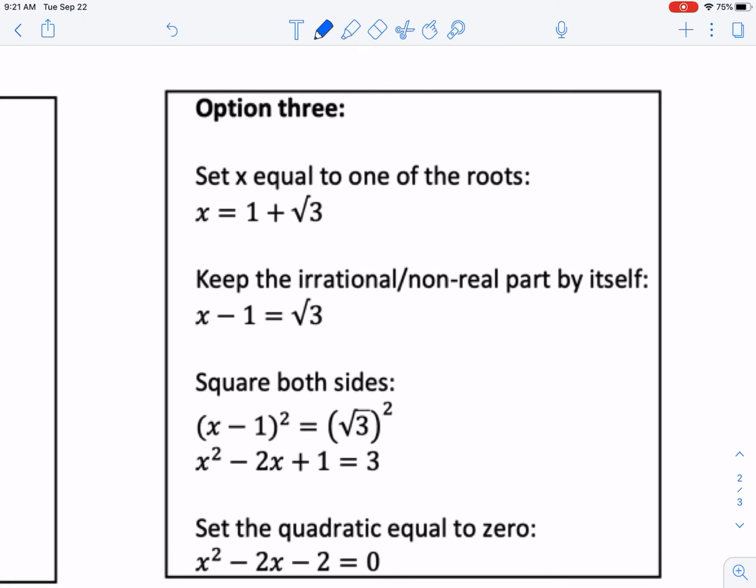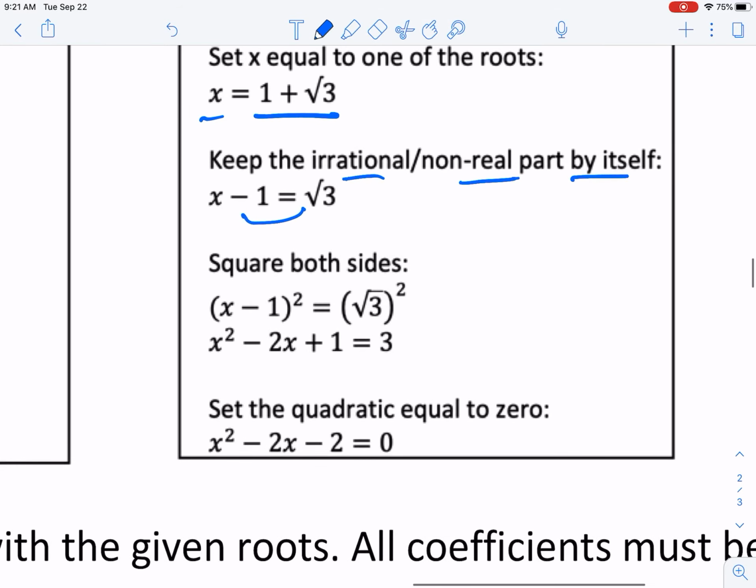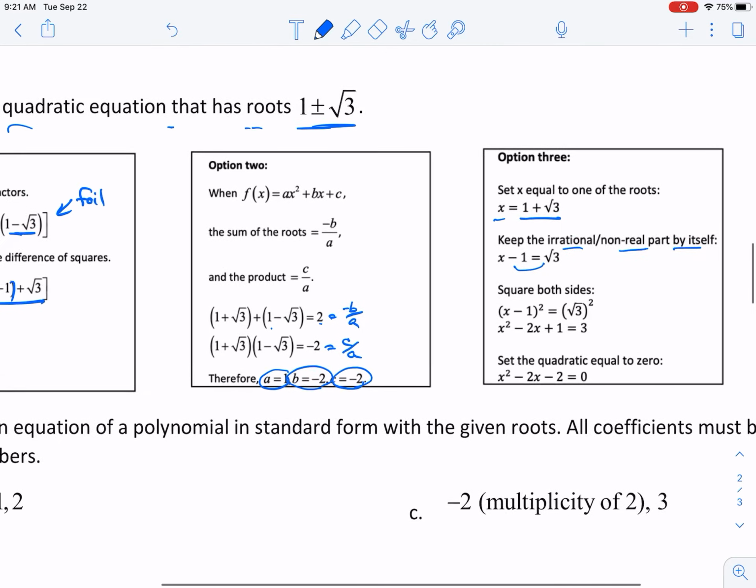Set x equal to one of the roots. Then keep the irrational and non-real part by itself. So you move the 1 over here, and you square both sides. And you end up with the equation, which is kind of cool. Never tried that. But basically, that's what you're doing over here.